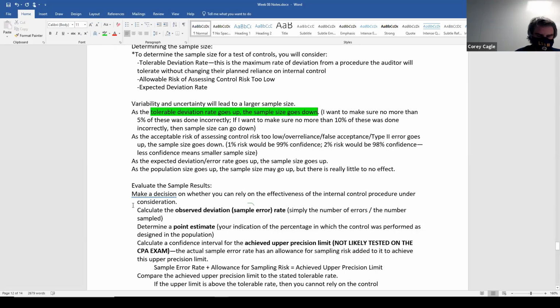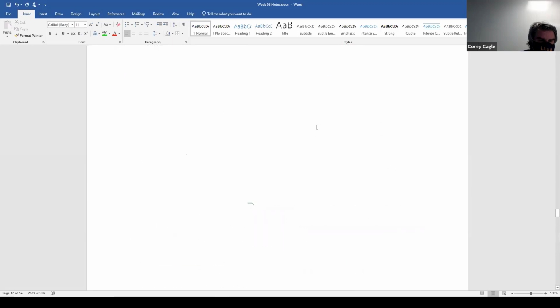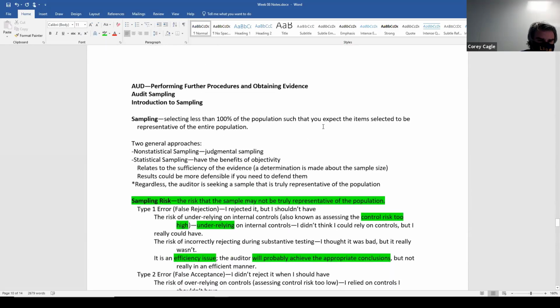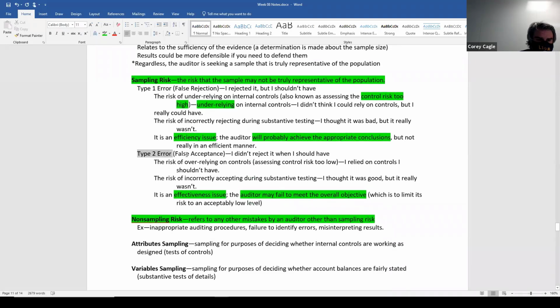All right, makes sense? All right, allowable risk of assessing control risk too low. That's a mouthful, right? So bouncing back up here. We said this type of error is the one that we really don't want to make, right?